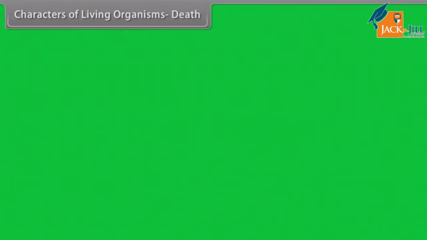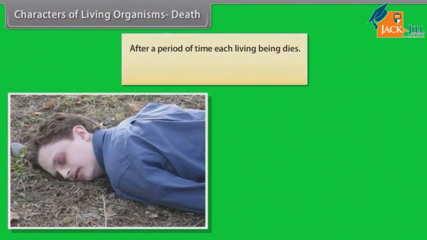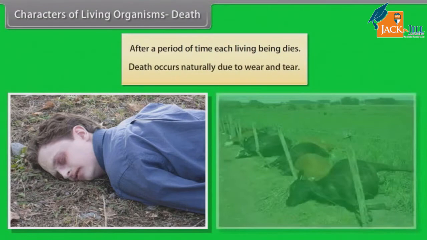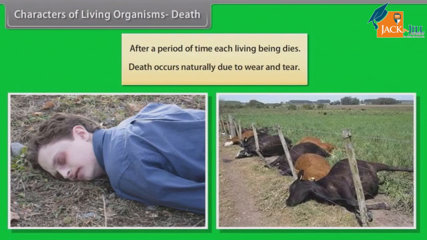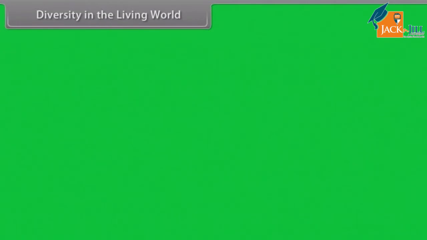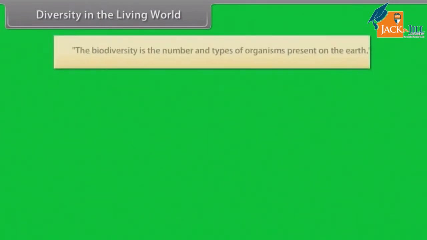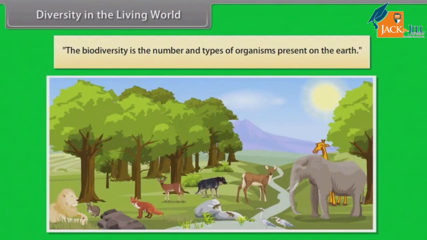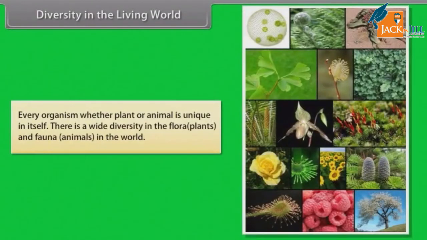Characters of living organisms. Death. After a period of time, each living being dies. Death occurs naturally due to wear and tear. Diversity in the living world. Biodiversity is the number and types of organisms present on the earth. Every organism, whether plant or animal, is unique in itself. There is a wide diversity in the flora, plants, and fauna, animals, in the world.